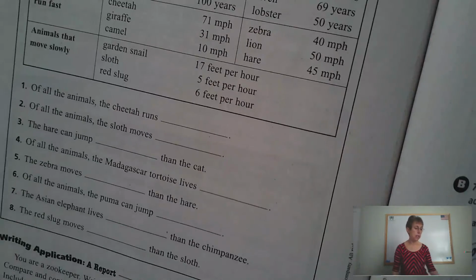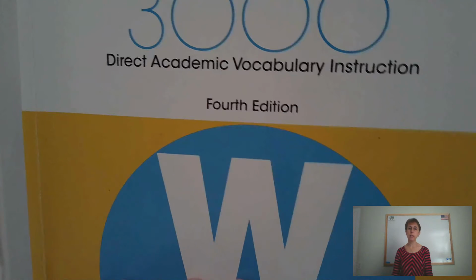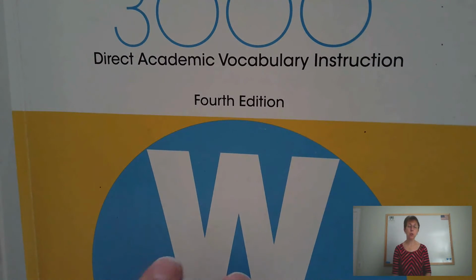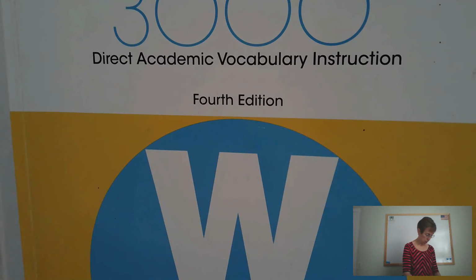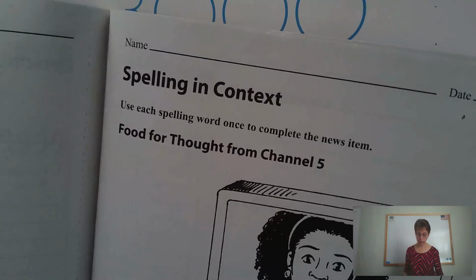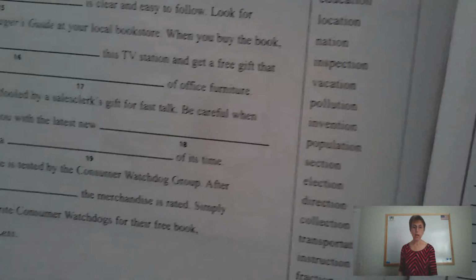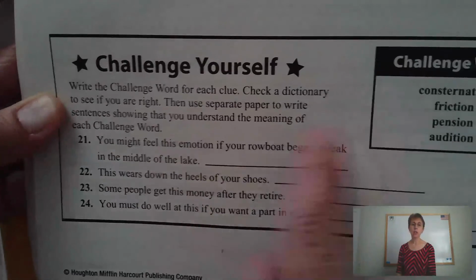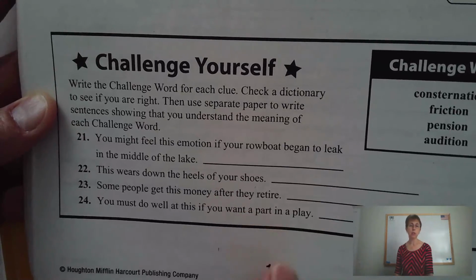Okay, all right, in addition to your grammar work for today, Wordly Wise. Wordly Wise is the closure, which is your worksheet for lesson 15. So you have the closure worksheet for lesson 15 today to complete. Spelling today, you have pages 115 and 116. That's 115 and 116, which is spelling in context. The name of the story is Food for Thought from Channel 5. Okay, and then please don't forget that it also has the challenge yourself where you need to write in the correct spelling word that goes with each of these sentences.